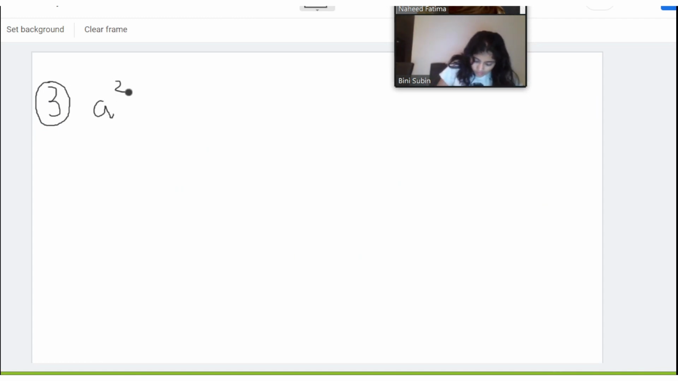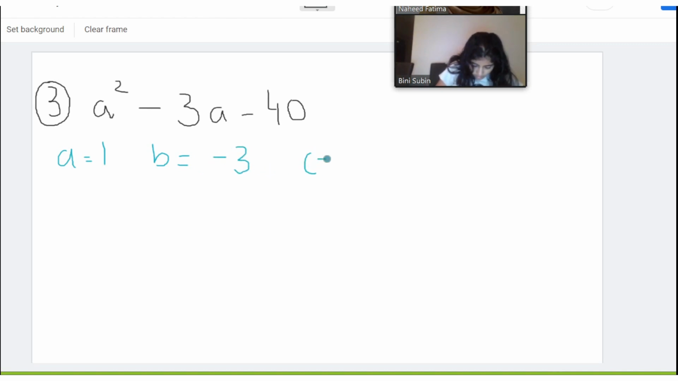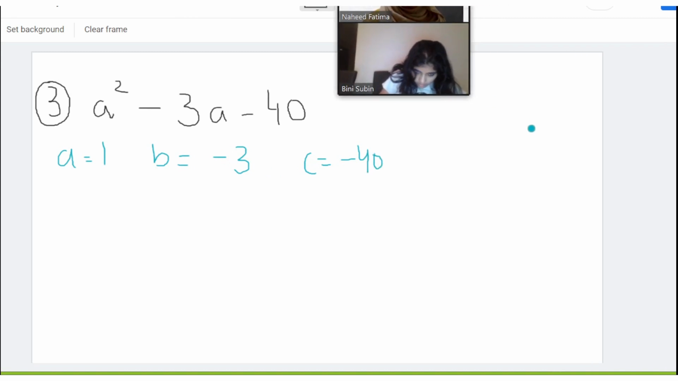So my question is a square minus 3a minus 40. So your a is 1, b is minus 3, and c is minus 40. So you need to get two numbers which when you multiply will give you minus 40, and when you add them they'll give you minus 3.